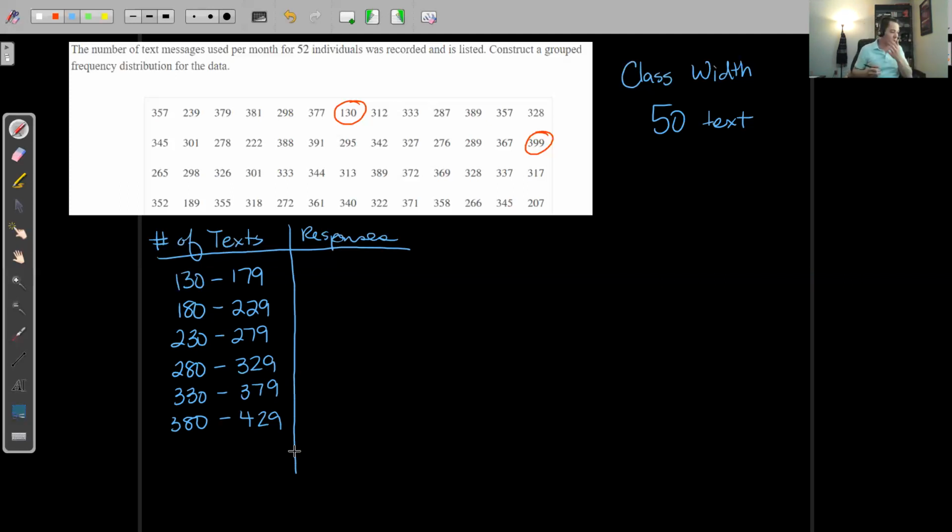And I'm going to count up the number of responses as I go through. So if I look through for the 130 to 179, it looks like I've only got one, the 130, counting for that group of frequencies from 130 to 179. Let's count up the 180 to 229. We've got one at 189. We've got one at 207. Let's see, there should be another one in here, 222 right there. And that gives us 3 responses.